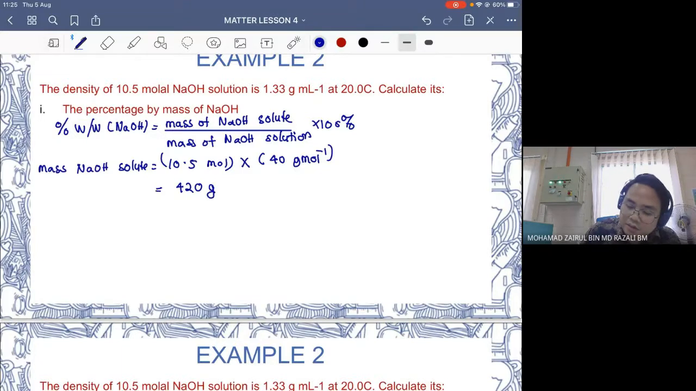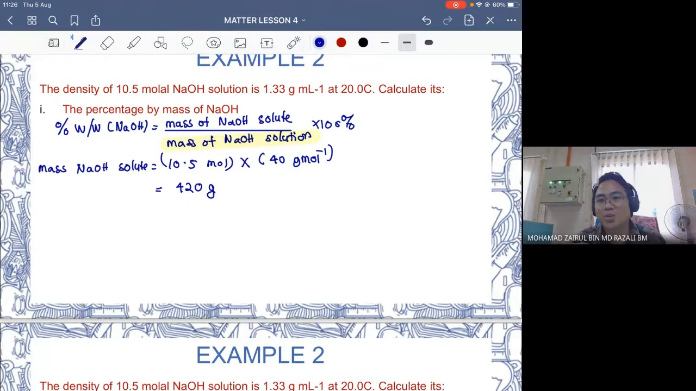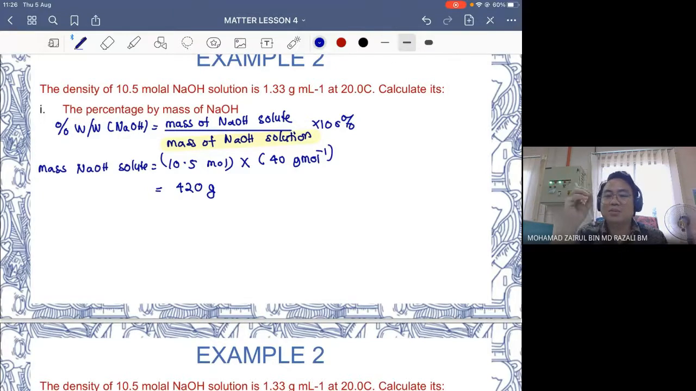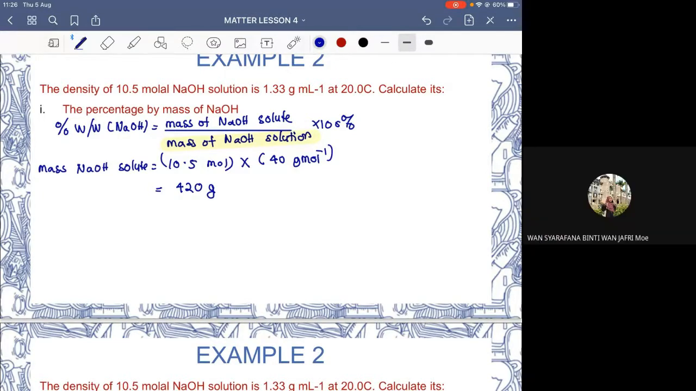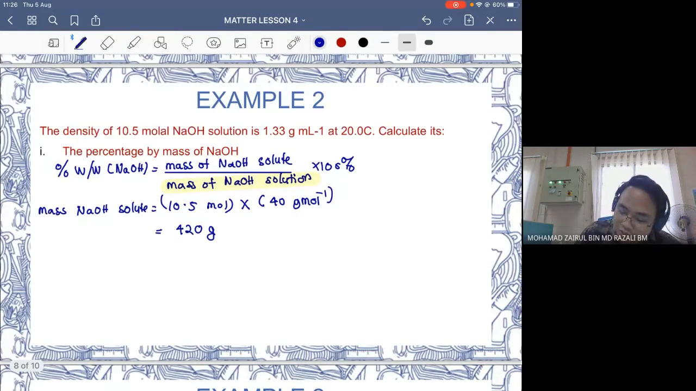Okay, how about the mass of solution? Kita nak dapat daripada mana mass of solution? Tambah mass of NaOH yang kita dapat dengan mass of H2O yang kita assume tadi. Okay, kenapa awak nak tambahkan dua-dua tu? Sebab nak dapatkan mass of solution. Okay, dalam solution mesti ada apa? Solute tambah solvent. Okay, betul. Sebab tu kita tambah. Yeah, remember that in order to form a solution, we need to have the solute and solvent.